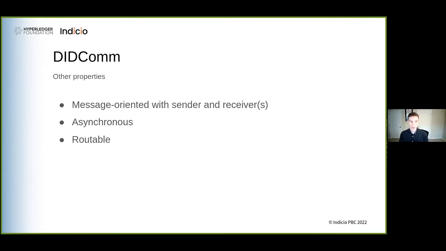So as a result of those goals, we also have a few other attributes or properties of DIDComm that are worth calling out. DID communication is message oriented, with one sender and one or more receivers. On receipt of the message, the recipient can either take action or not take action depending on the state of the relationship with the sender of the message, and can choose to respond with another message back to that sender. DID communication is also asynchronous, meaning that the participants in an exchange of messages are not required to respond in real time. In fact, they cannot be required to respond in real time. That is a stipulation of the protocol.